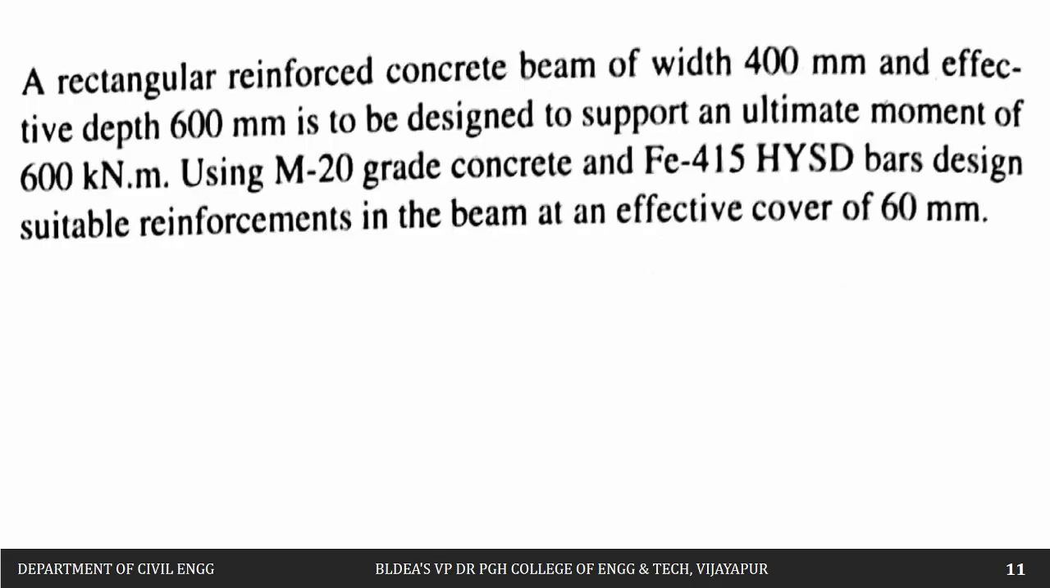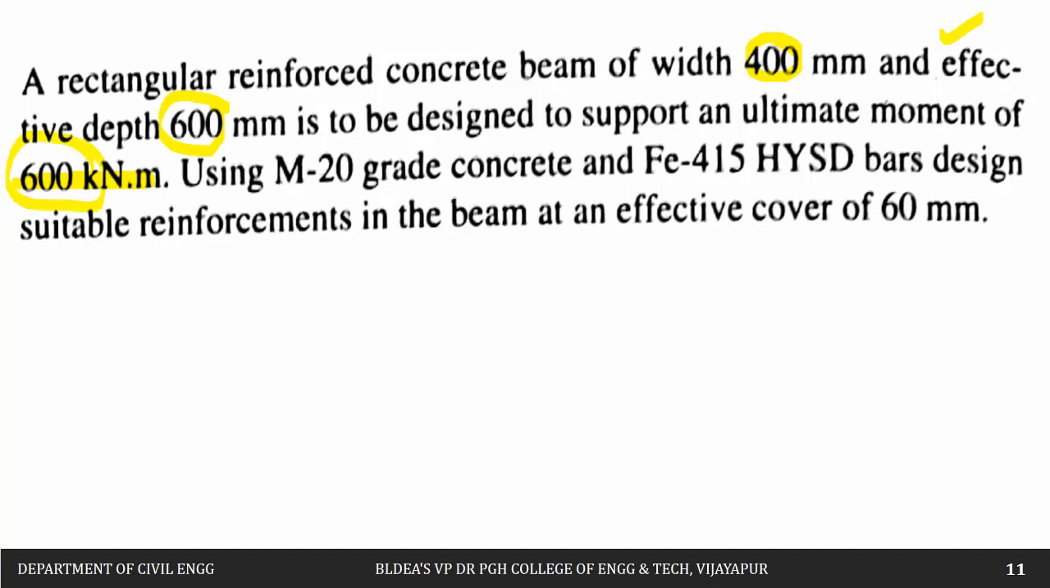Then next we'll go to another problem: a rectangular reinforced concrete beam of width 400 mm and effective depth of 600 mm is to be designed to support an ultimate moment of 600 kilonewton meter. Compared to the previous problem, what is the change? In this problem they have given b, and they have given the effective depth, that is small d. It has to support a moment of 600 kilonewton meter.